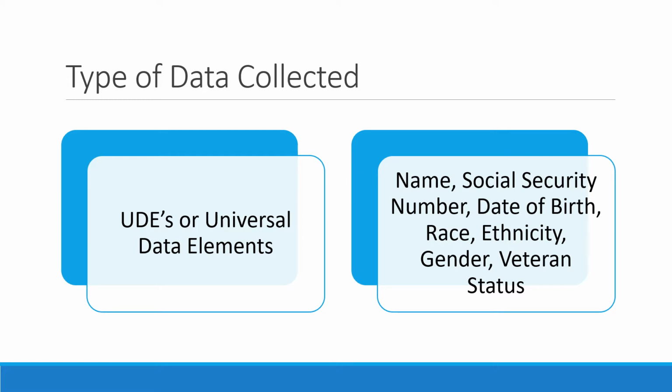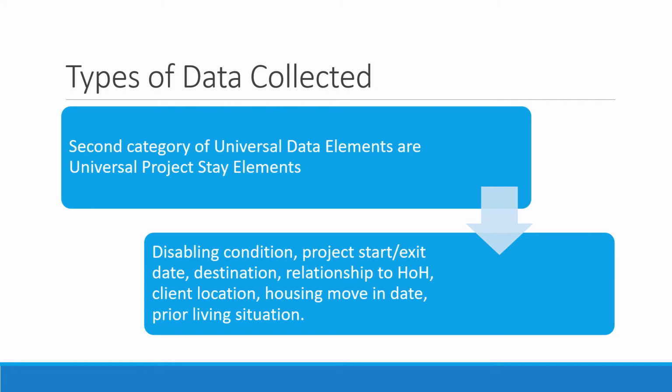And the first kind of universal data elements include name, social security number, date of birth, race, ethnicity, gender, and veteran status. The second category of universal data elements are universal project stay elements, which include disabling condition, project start date and exit date, destination, relationship to head of household, client location, housing move-in date, prior living situation. And the prior living situation is where the client was staying before they entered into your program. And whenever we cover data entry, we'll go more in depth into what each of these data elements are and how we enter them into HMIS.